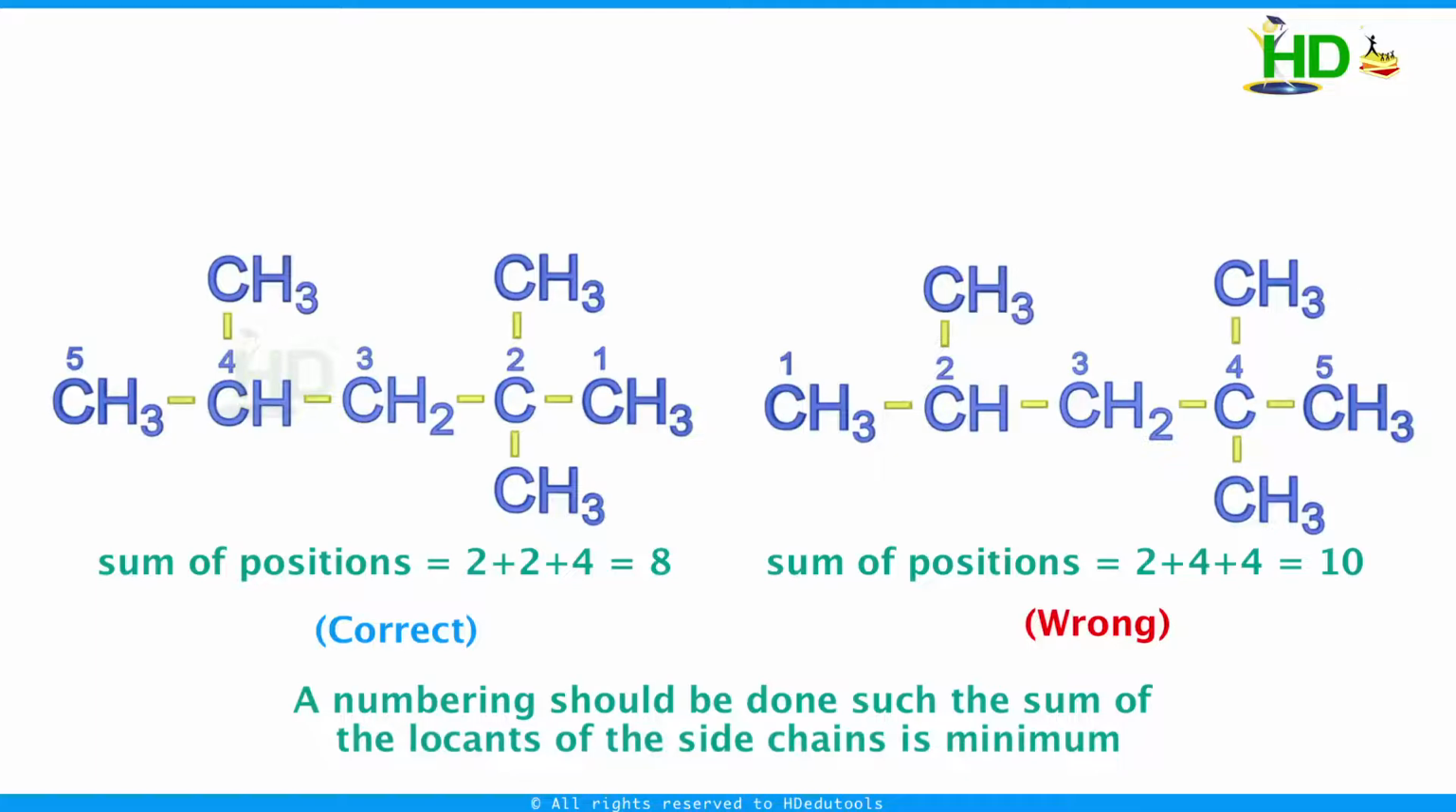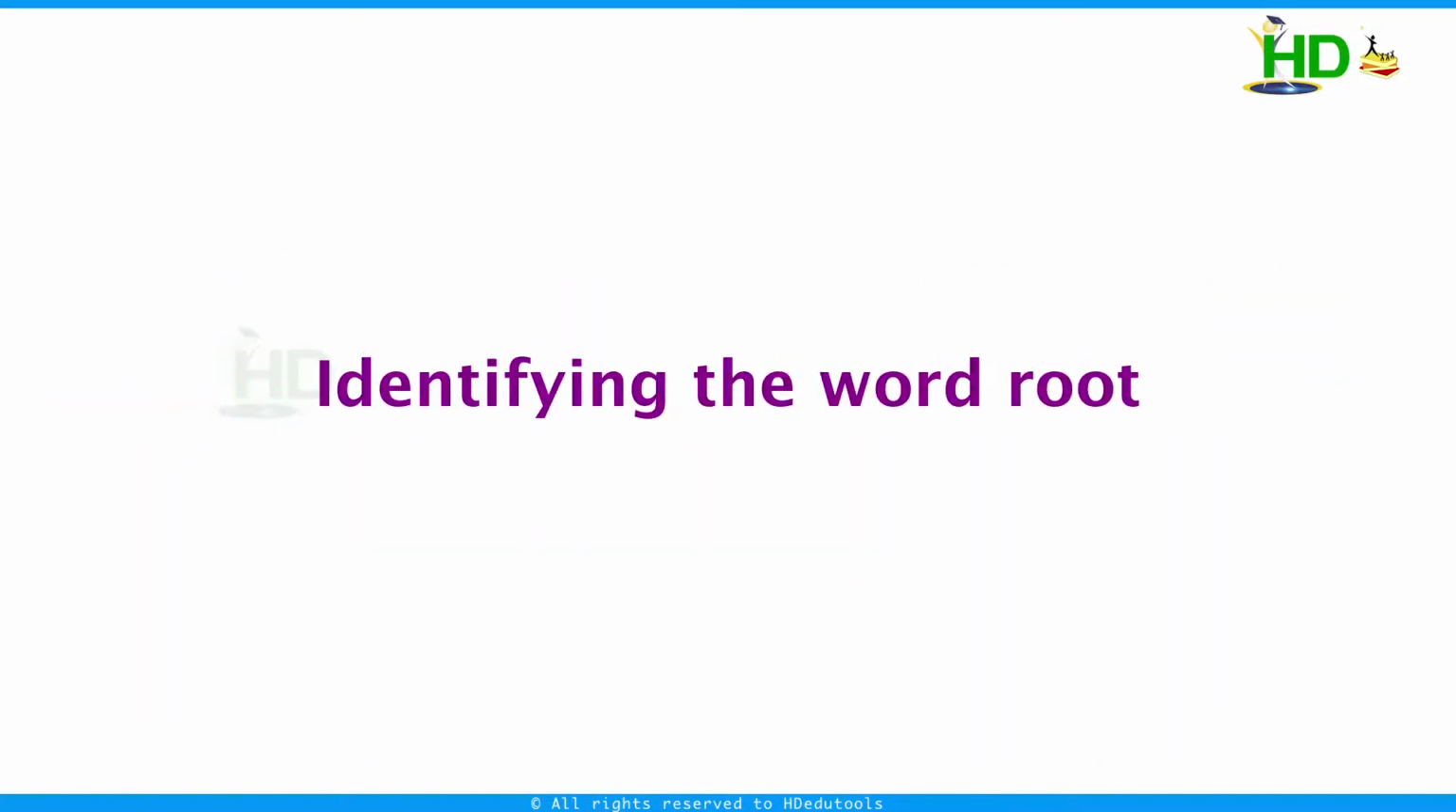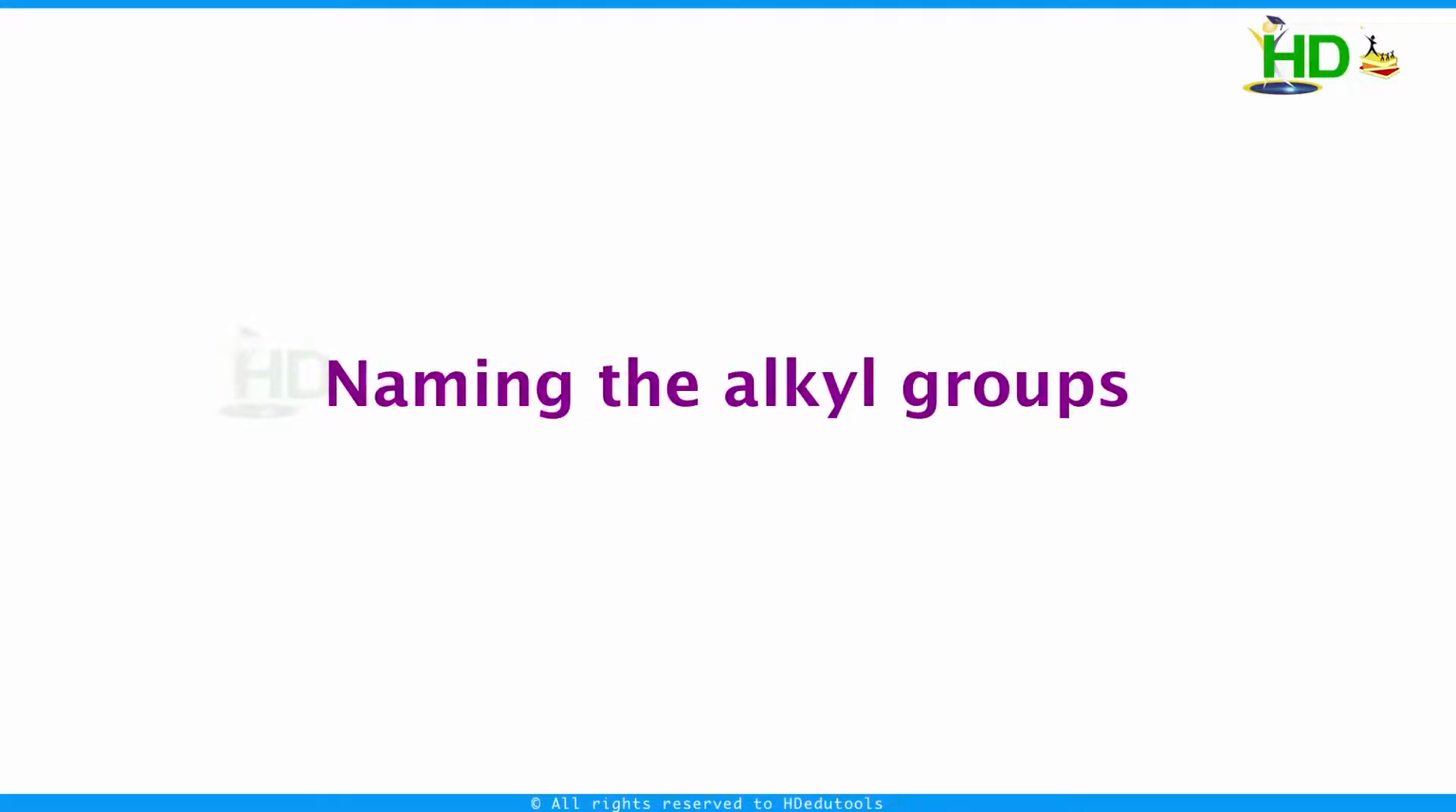Okay, numbering is completed. The next part is identifying the word root. A word root for the selected parent chain is identified on the basis of the number of carbon atoms present in the parent chain and used as suffix. This gives the name of the parent straight chain alkane. The next part is naming the alkyl group, that is the side chain. After knowing the name of the parent straight chain, this is alkane, the names and positions of alkyl groups presented as side chains are prefixed. Prefixed means before, prefixed to the name of the parent alkane.